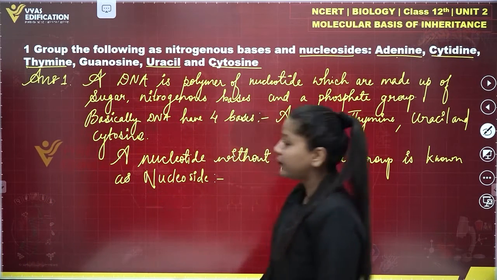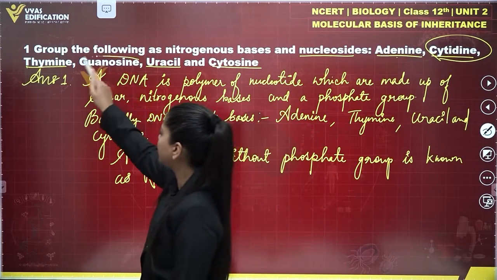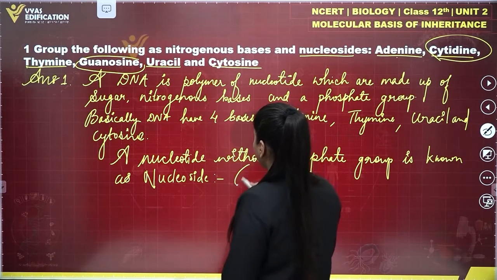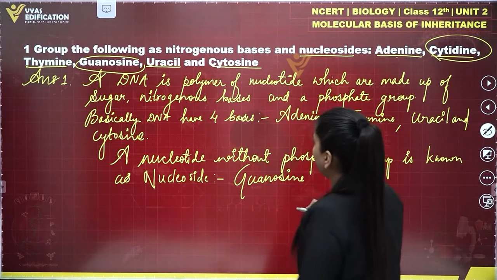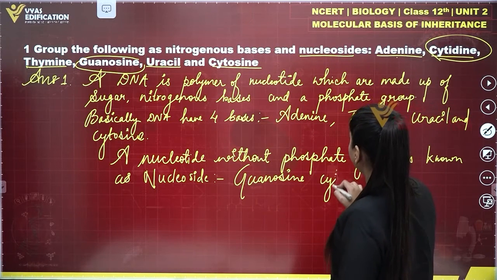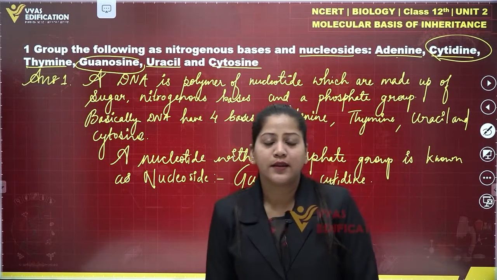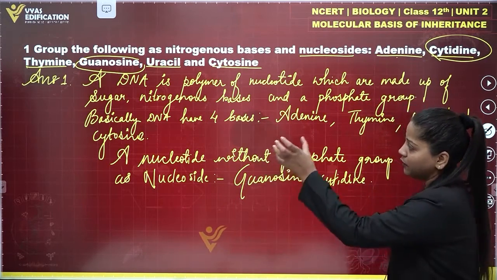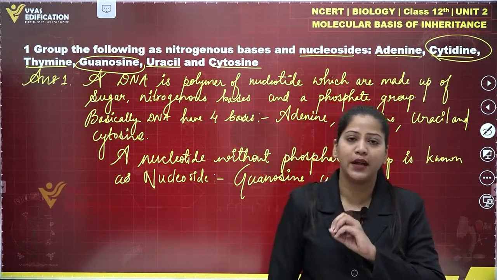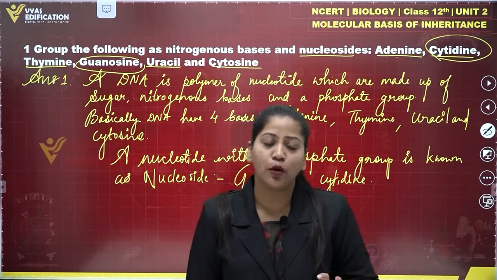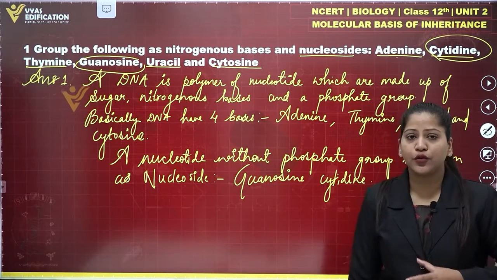Now, which of these are nucleosides? Obviously cytidine and guanosine. These are the nucleosides. This is the differentiation between nitrogenous bases and nucleosides. Whenever a nucleotide lacks a phosphate group, we will call it a nucleoside. Right, so this is the complete solution of question number 1.